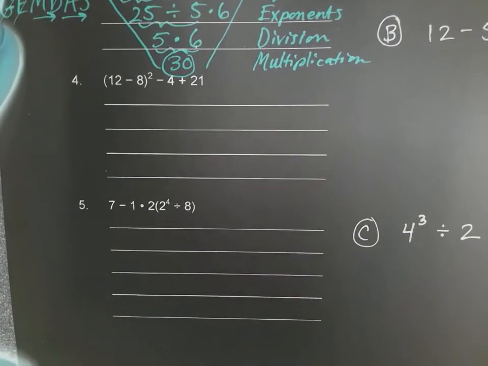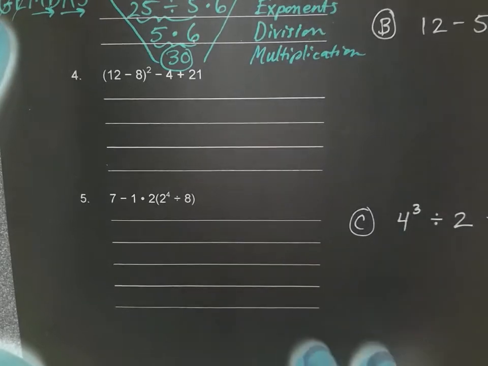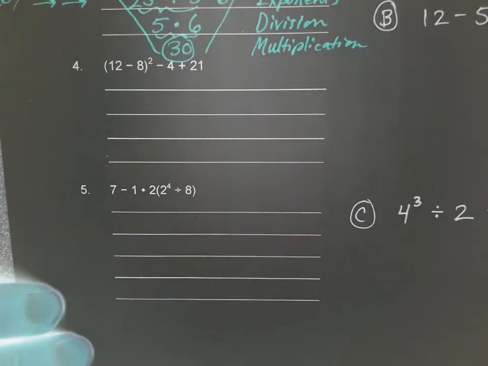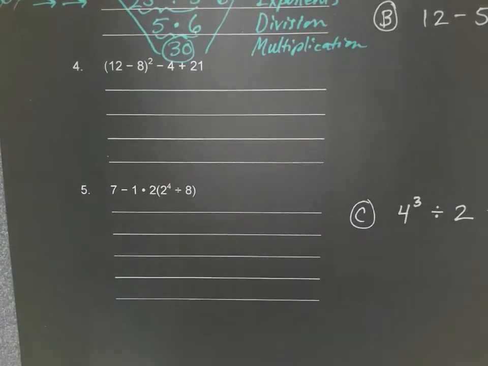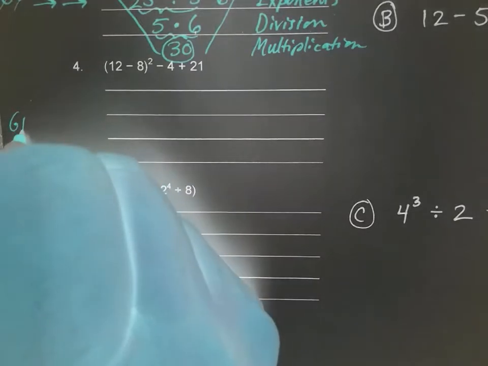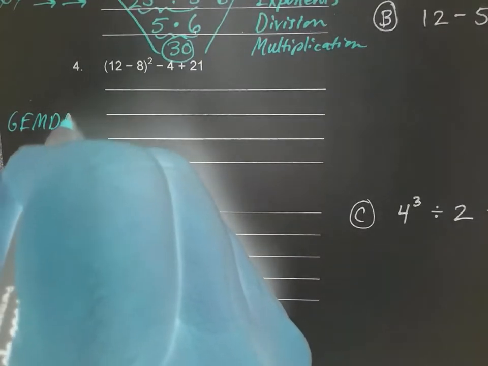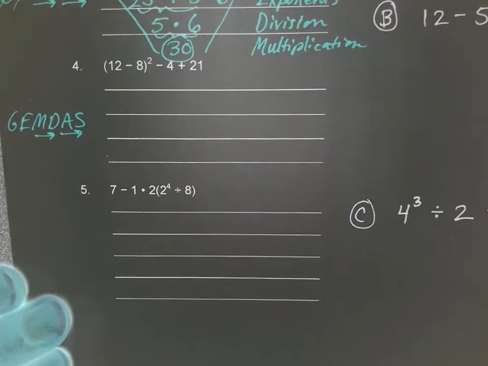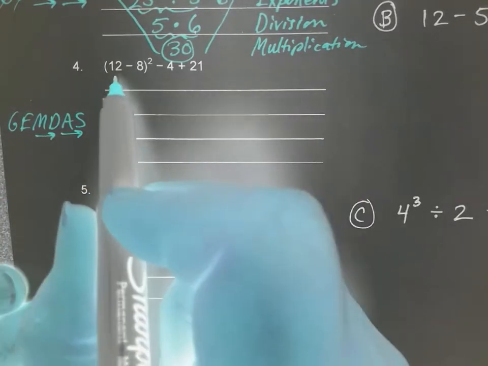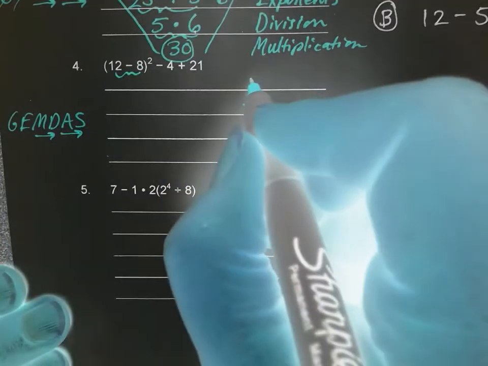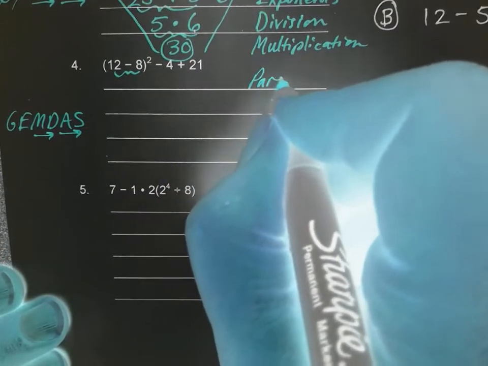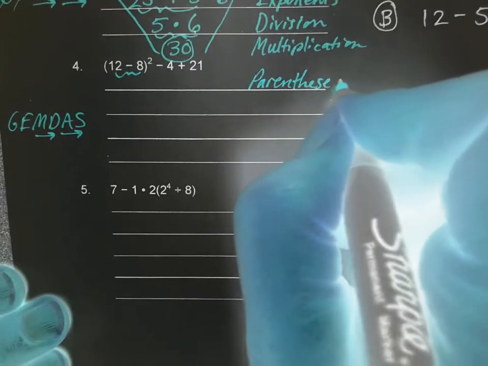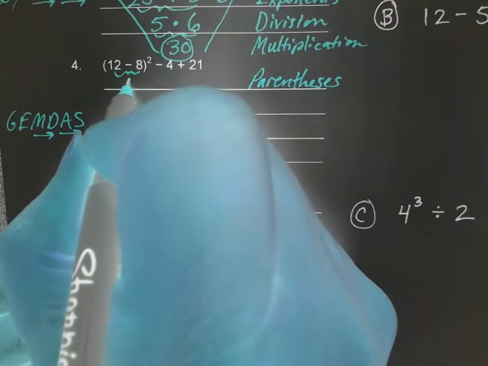These next two could be a little bit tricky because the exponents have moved on us a little bit. So let's just go ahead and finish this up if we can. I'm going to call this GEMDAS again. It's really up to you what works best for you to remember. And are there any grouping symbols? The answer is yes. Right here, 12 take away 8. There are grouping symbols. So I would call these parentheses or grouping. And 12 take away 8 is 4.